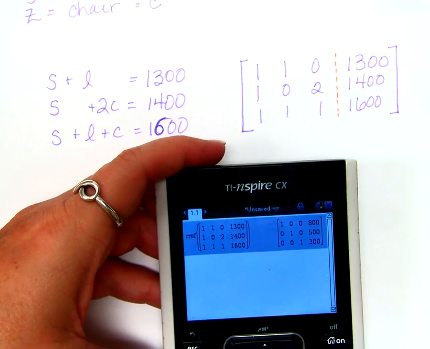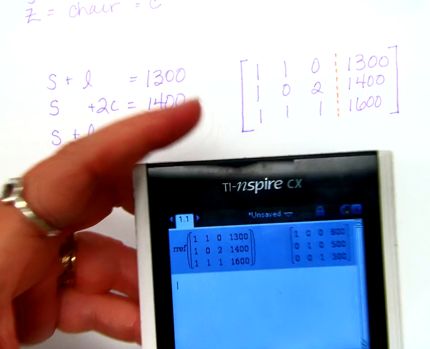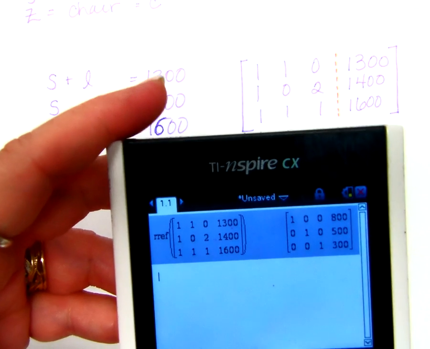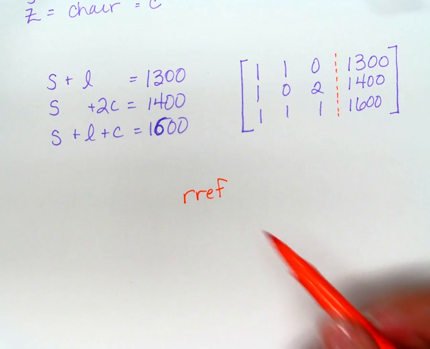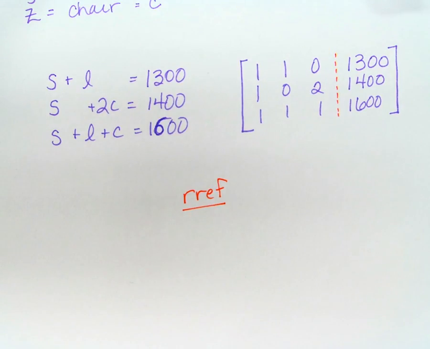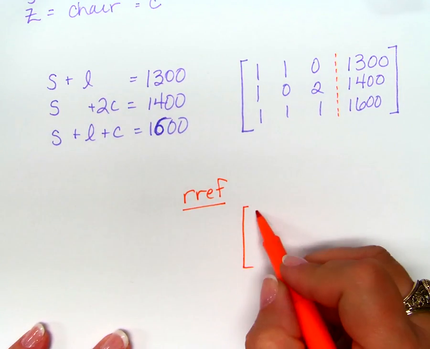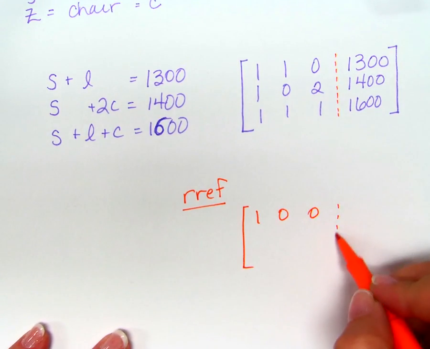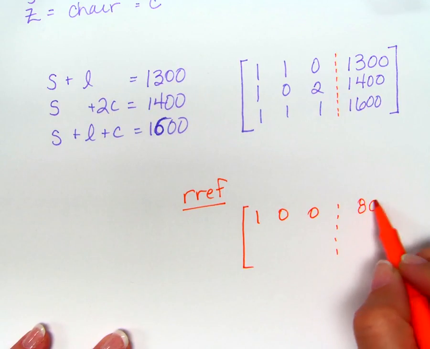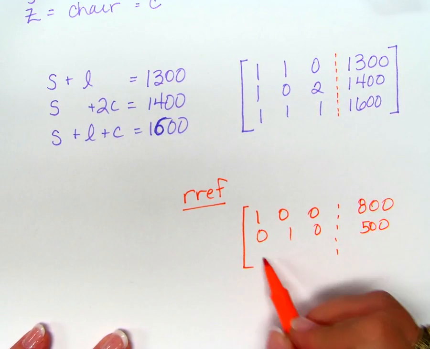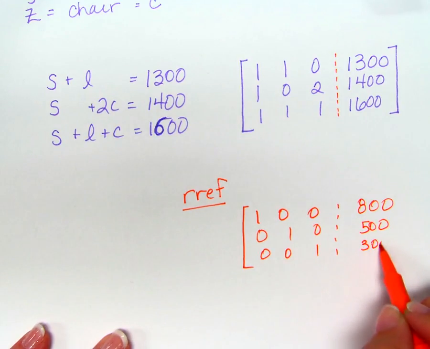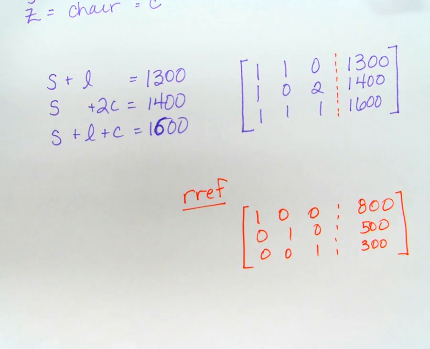And then when I hit enter, I get a solution matrix that looks like that. Did you get that? Okay. So my answer matrix that I got after doing reduced row echelon form looked like this. 1, 0, 0, 800. 0, 1, 0, 500. 0, 0, 1, 300. Is that what you got? What does that mean?